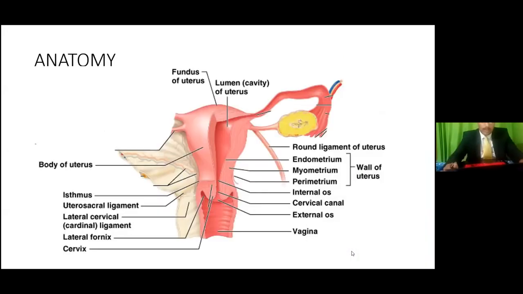Coming to the anatomy, the uterus is divided into the fundus, body, and the cervix. Between the body and the cervix, we have a narrow constricted part, that is the isthmus. We can see the fundus of the uterus, the body, the cervix, and the isthmus, along with its ligaments. The uterus has three layers, the endometrium, myometrium, and the perimetrium.